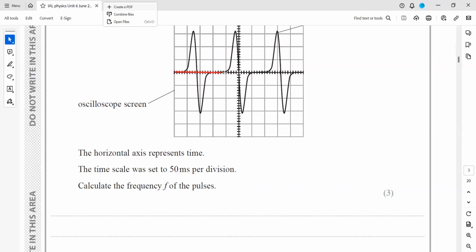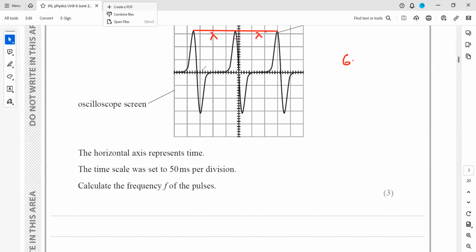So 1, 2, 3, 4, 5, and 6, approximately 6. Or if you take for these, this is also 2. How is it 2? Because from one peak to another is one wavelength, and this is also another. So there are two wavelengths. If I measure this, one box, two boxes, 3, 4, 5, 6, and about 6.5 or 6.4. So I have 6.5 divisions or 6.4 divisions.